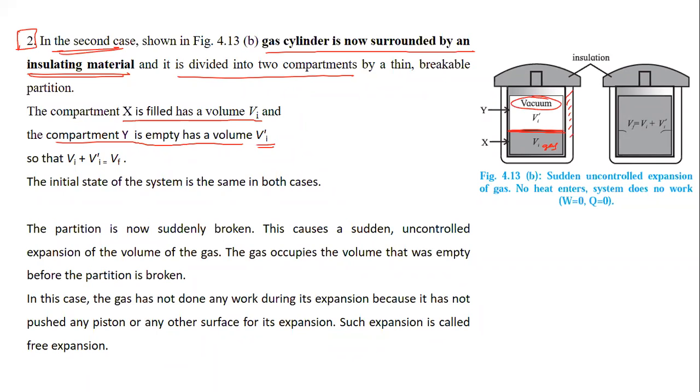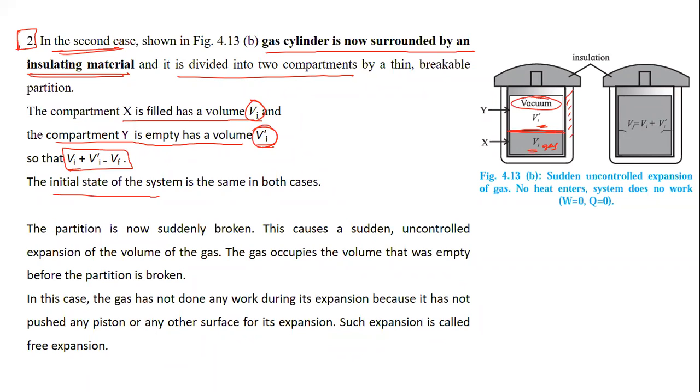So the total volume, instead of equal volumes, we can write Vi and Vi dash. This is Vi, and this is Vi dash. When we add these two, we get the final volume. Initial state is same in both the cases.